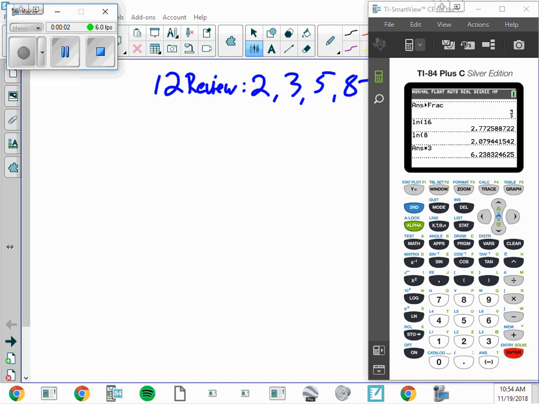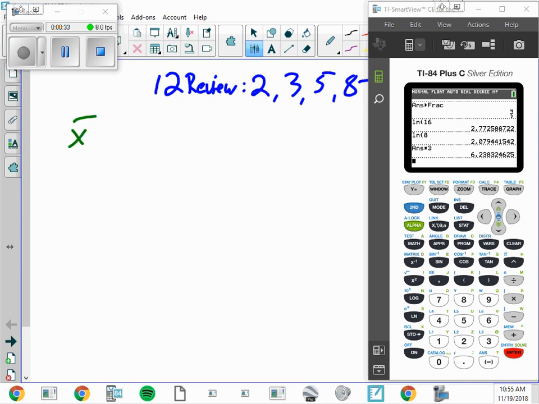Chapter 12 review, starting with number 2. Let me find the page. Okay, found it. Number 2. For women in HANES 5, the relationship between height and income can be summarized as follows. What is the regression equation?